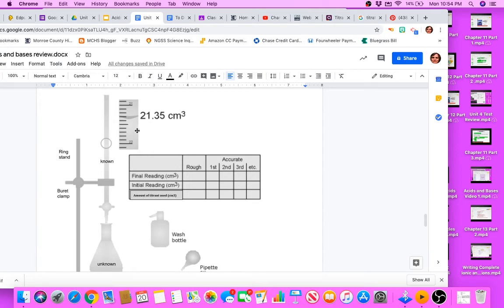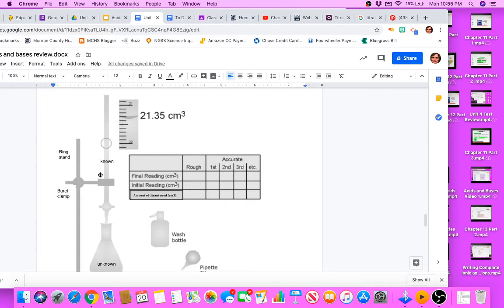So if our initial reading was 21.35 and our final reading is, let's say that it is 43.35, then we're going to have 43.35 here. We're going to have 21.35 here, and we're going to subtract the 43.35 minus 21.35. Oh, we used 22 milliliters of our sodium hydroxide. And again, the final reading is going to be higher than the initial reading because remember, it starts at 0 at the top and comes down.